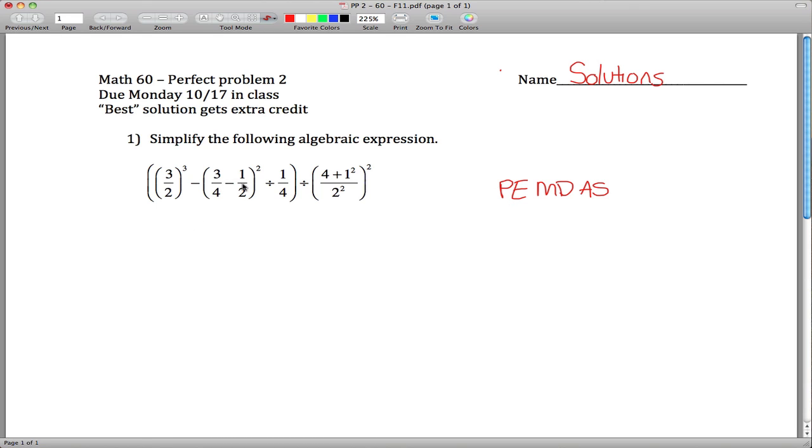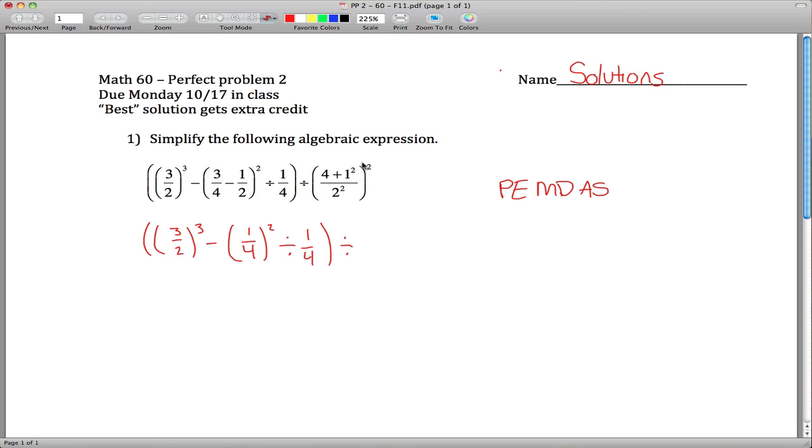So here's one set of parentheses right here. Let's see, 3/4 minus 1/2. So I'll leave a lot of this stuff alone. 3/2 cubed minus. Let's see, 1/2 is the same as 2/4. So we could say 3/4 minus 2/4 is just 1/4. And we'll leave the rest of this stuff alone.